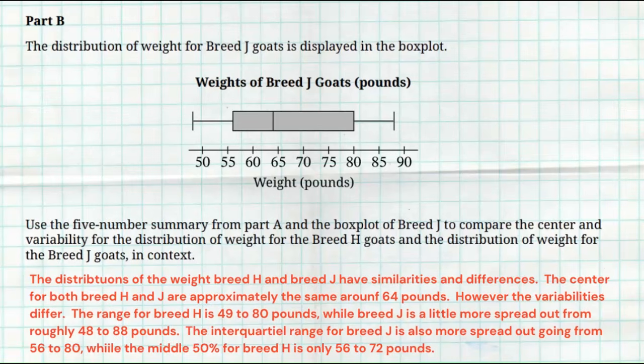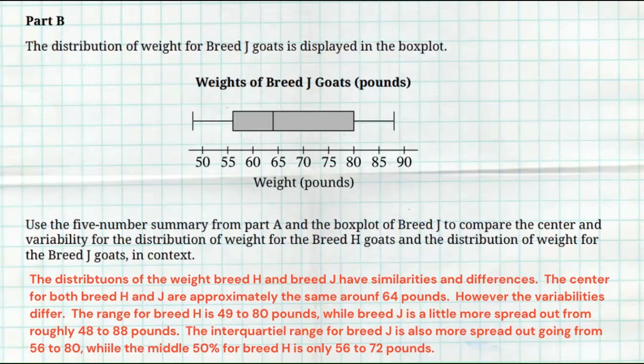However, the variabilities differ. The range for brand H is 49 to 80, while breed J is a little more spread out, going from 48 to 88. So again, it does have a higher max, so it does go a little bit higher for the range. And then the interquartile range for breed J is also more spread out, going from 56 to 80, while the middle 50% for brand H is only 56 to 72.